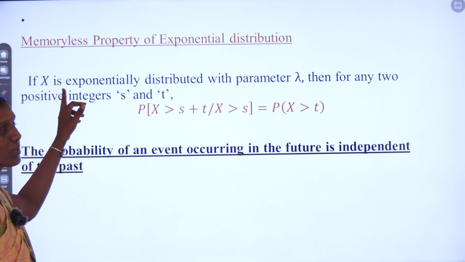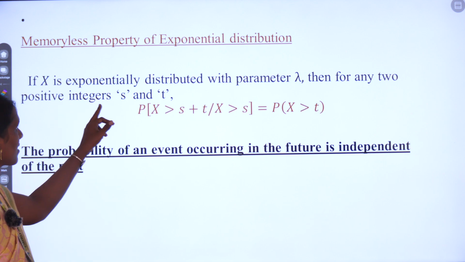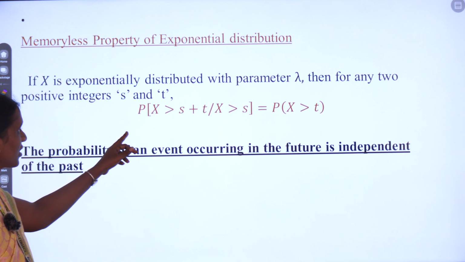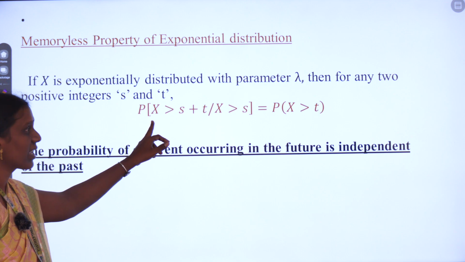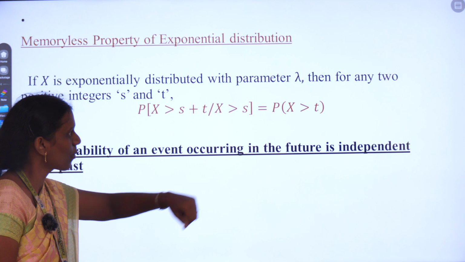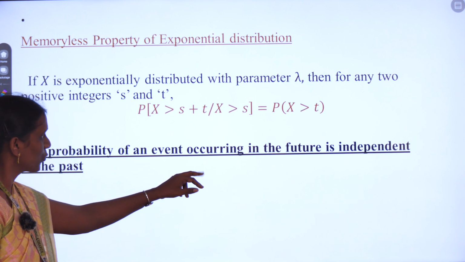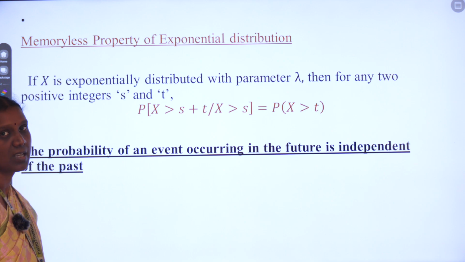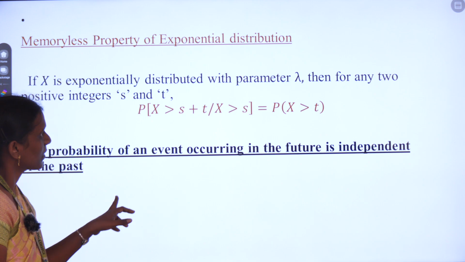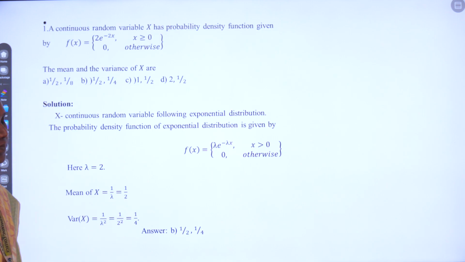And a very important property, the memoryless property of exponential distribution. If x is exponentially distributed with parameter lambda, then for any two positive integers s and t, probability of x greater than s plus t given x greater than s is equal to probability of x greater than t. That is, the probability of an event occurring in the future is independent of the past. So this is actually the meaning of the memoryless property of exponential distribution. So now we go directly to the problems.